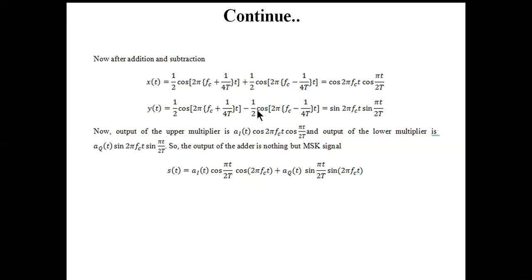Similarly, this is cos A minus cos B, so that will be sin A into sin B. So this is sin 2πfct into sin πt/2T. Okay, so we got x(t) and y(t).